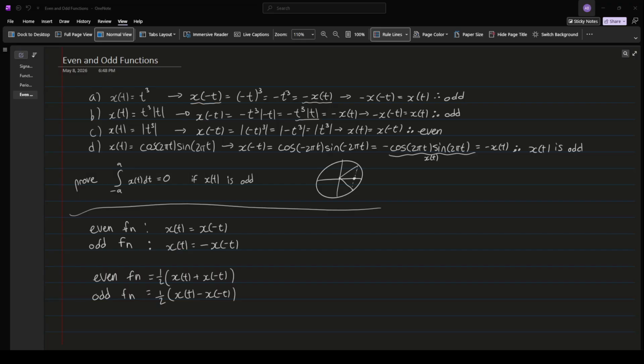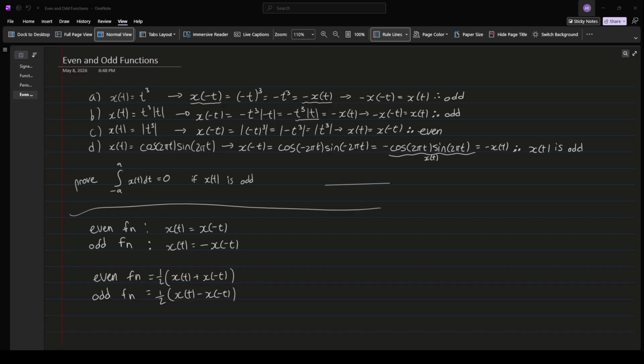It's an odd function. Okay, for the last part, we have to prove that the integral from negative a to a of a function x of t dt is equal to 0 if x of t is an odd function. Now you may know this from calculus. Some schools like to test on that theory. I personally did not get any questions on even or odd functions for calculus, but it's pretty simple. You could just see it graphically. You could also prove it mathematically using the properties over here.